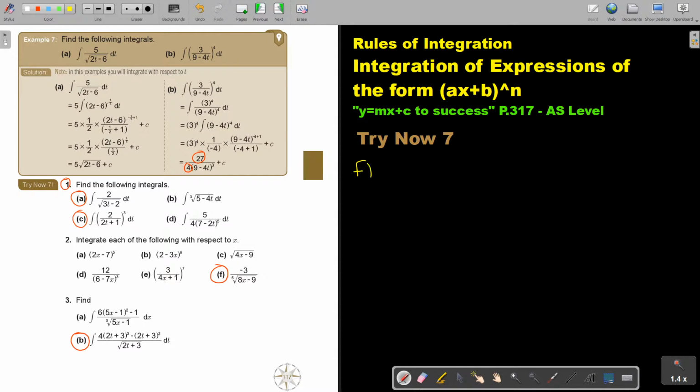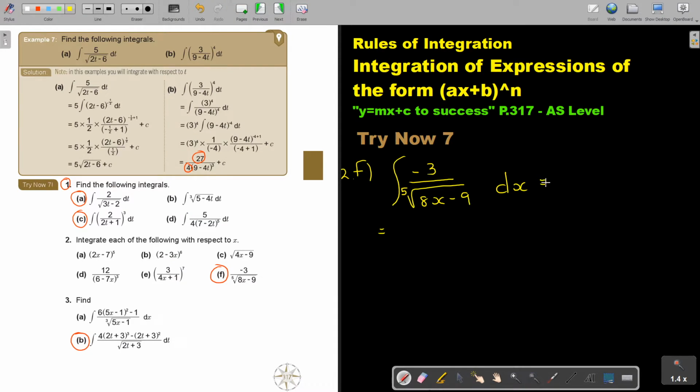Number F, that will be number 2F. Okay, so this is now to x again. So I'm going to integrate. It's going to be negative 3. And there's my root. And it's a fifth root. So it's 8x minus 9. And I'm integrating to x. So I say dx.